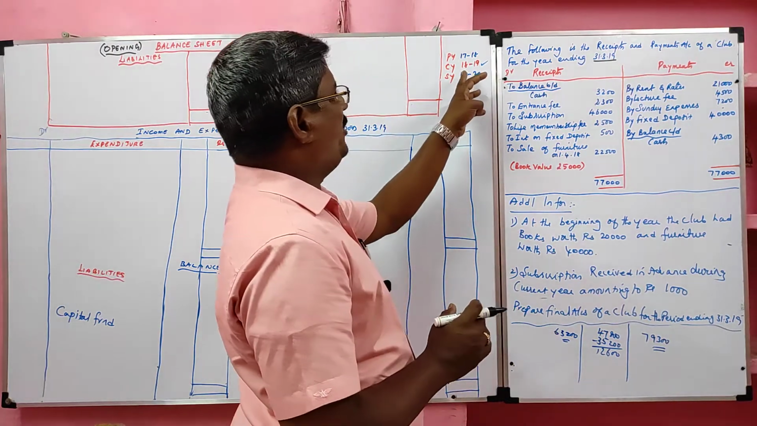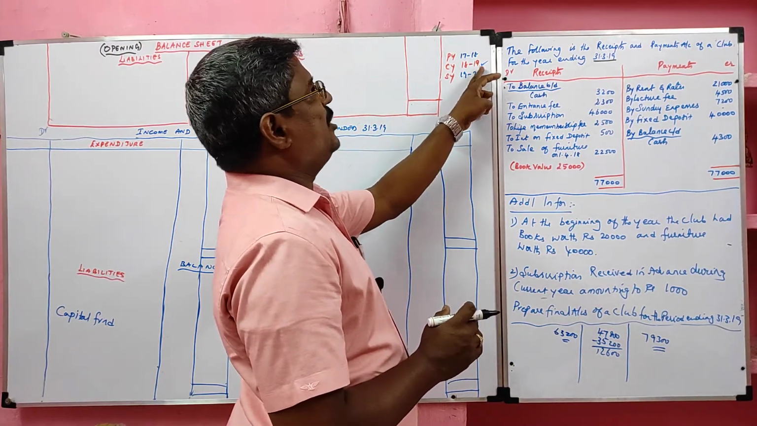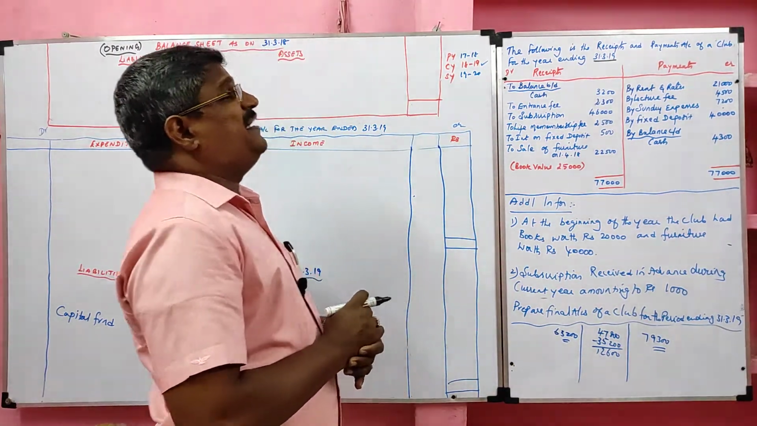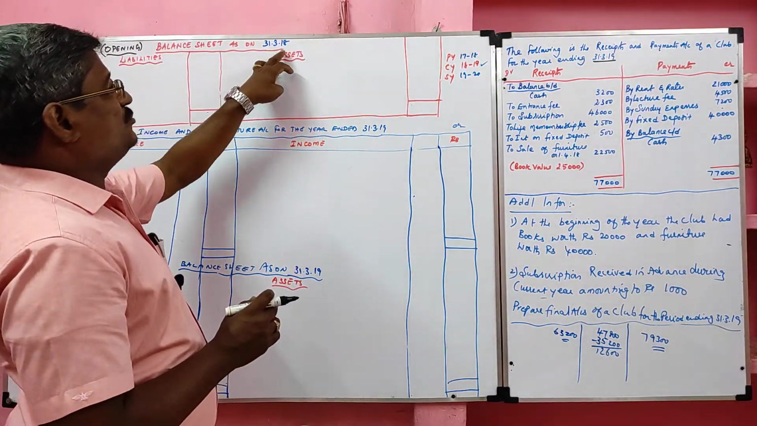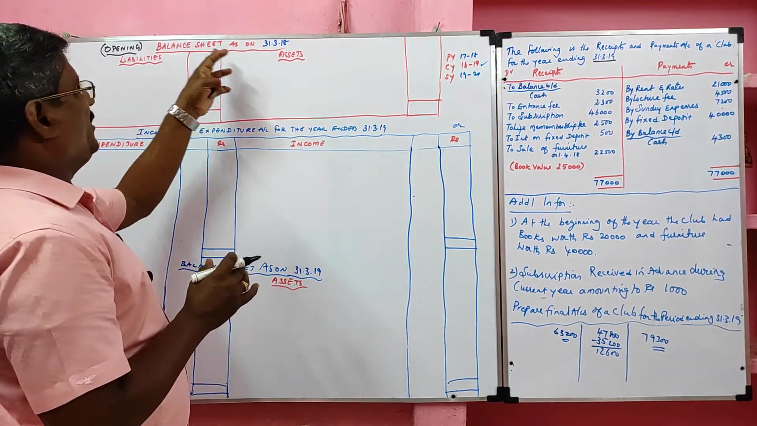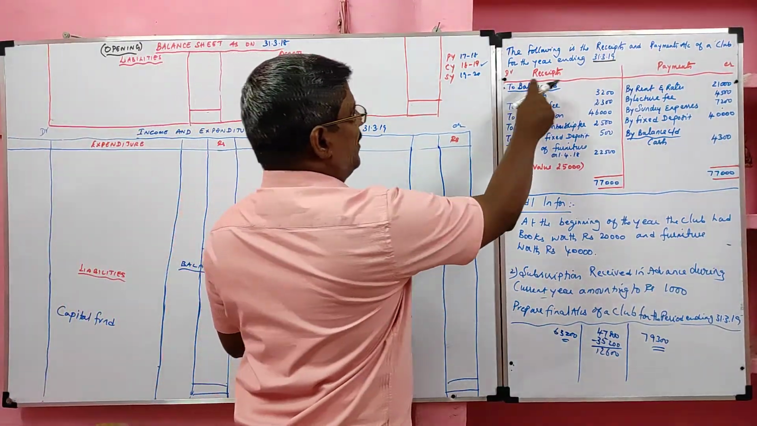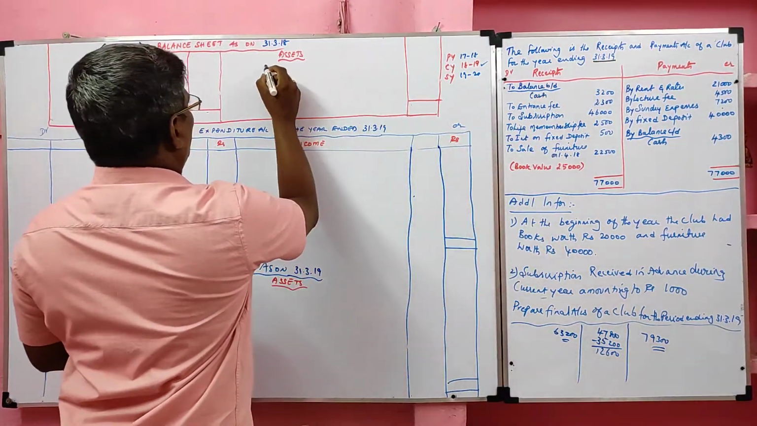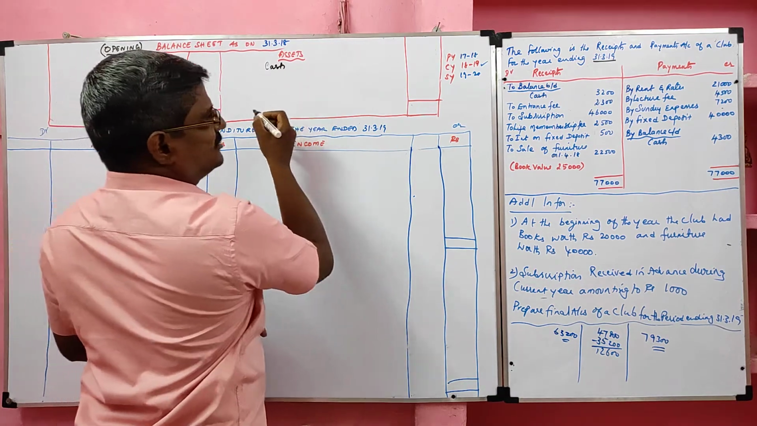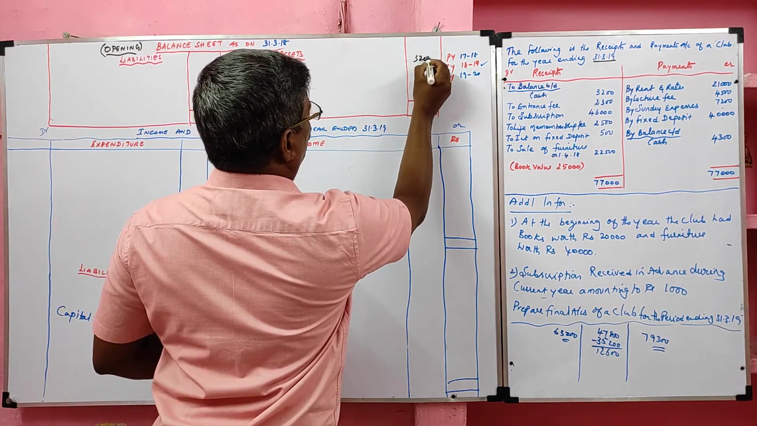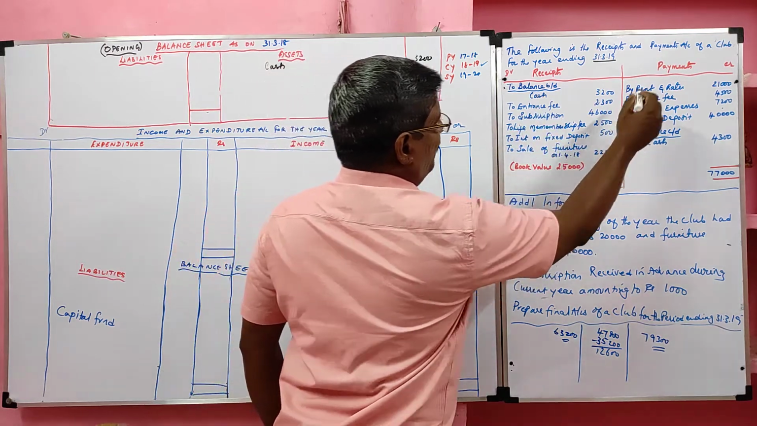Here our accounting period is 18-19. So our last year period ends on 31st March 2018. We are going to prepare the opening balance sheet to find the opening capital fund. Here, balance b/d is the opening cash. It will go to the asset side. Opening cash value how much? 3,200. Then all this will not come.